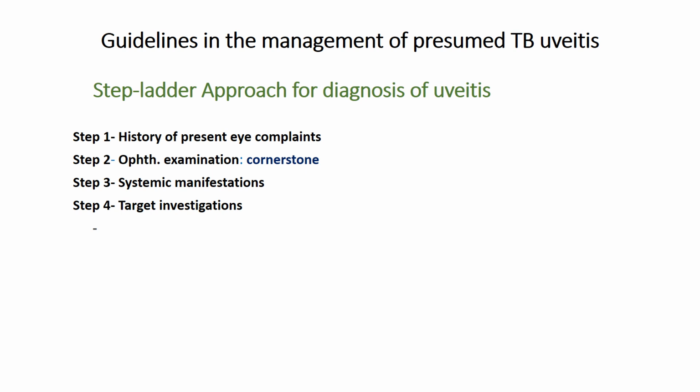Diagnosis of presumed TB uveitis, according to the Stepladder approach for diagnosis of uveitis, consists of 4 steps. Step 1, history of present eye complaints. Step 2, ophthalmic examination, which is the cornerstone in the diagnosis. Step 3, systemic manifestations. Step 4, target investigations.